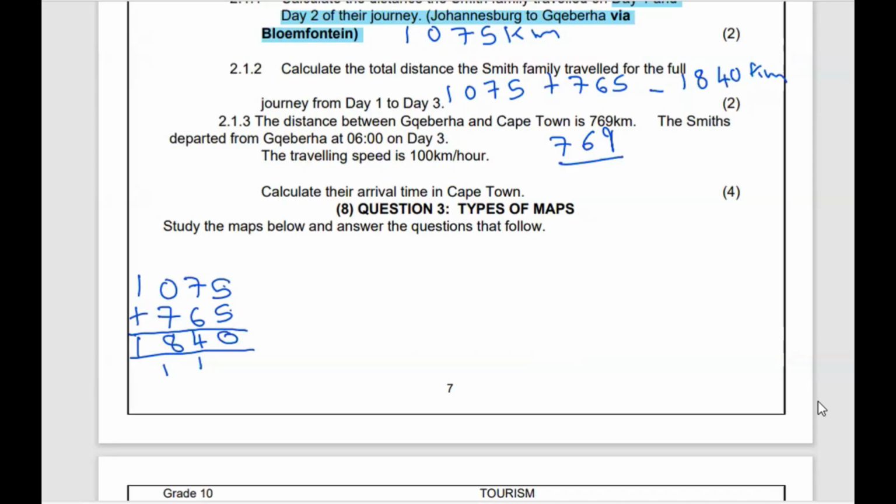That is the total distance. So the traveling speed is equal to 100 kilometers per hour. So what we need is the arrival time. So we need to apply the formula: speed is equal to distance over time. In this case, we have been given the speed, which is 100, and the distance is 769.